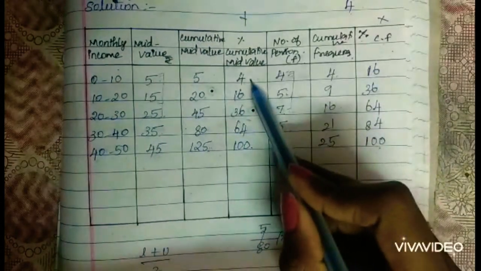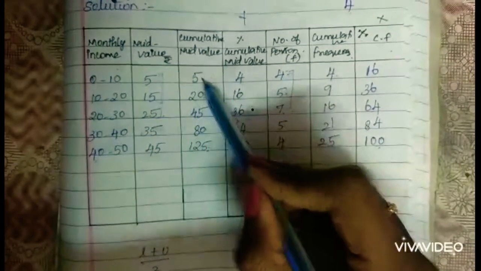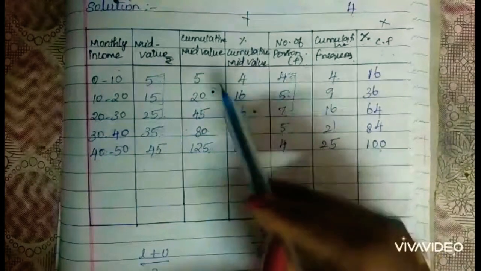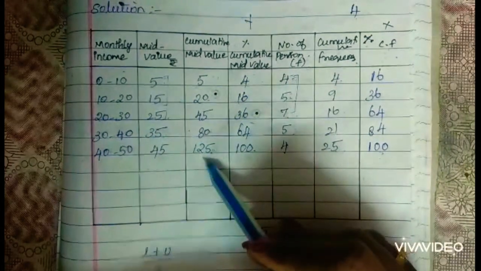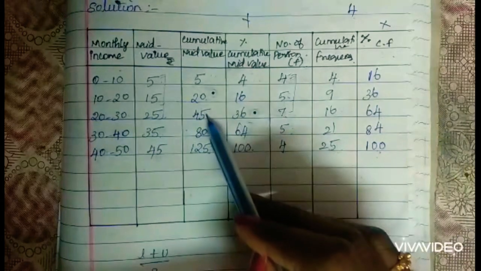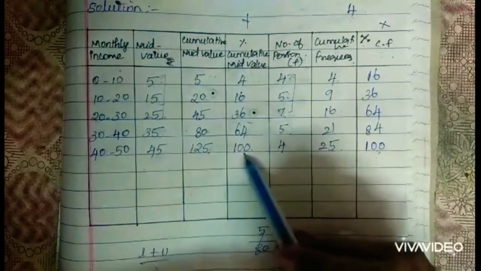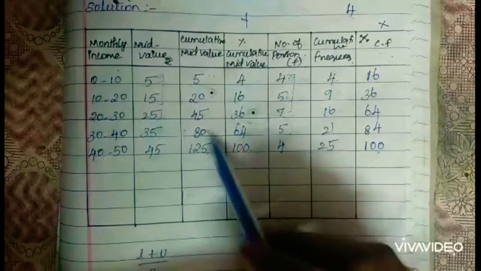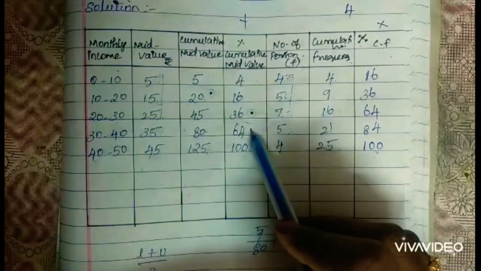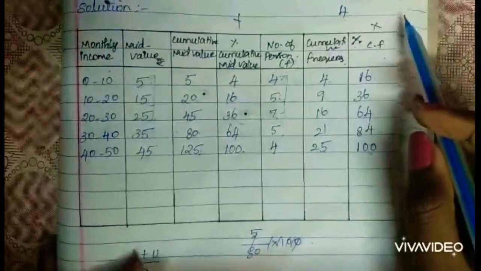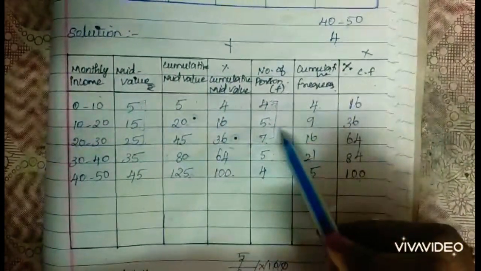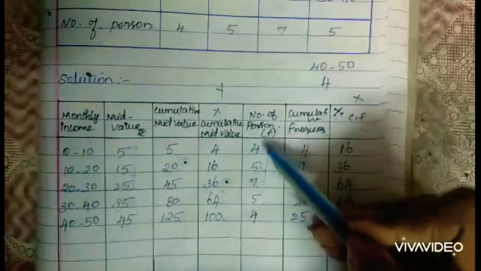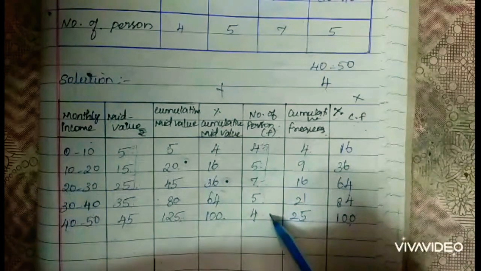To find the remaining values above it: 5 divided by 125 into 100 will be 4. 20 divided by 125 into 100, 16. 45 divided by 125 into 100, 36. 80 divided by 125 into 100, 64. Next is the number of persons, that is the frequency. What the question has given, we write as it is in the column of number of persons.